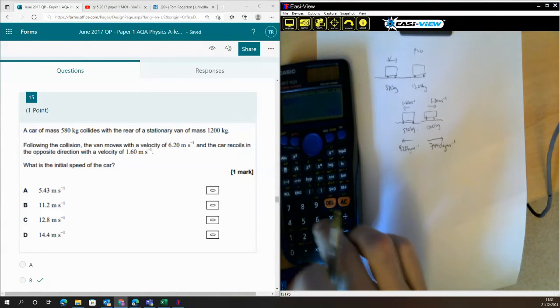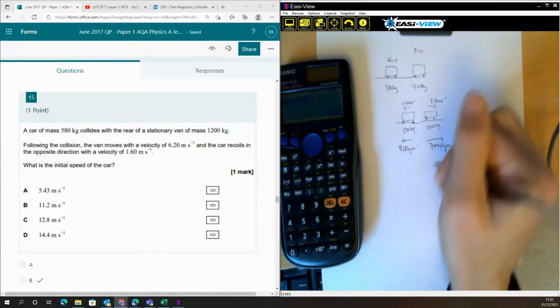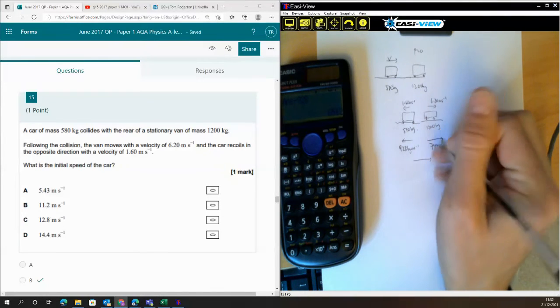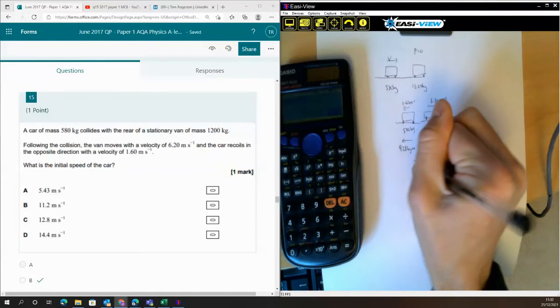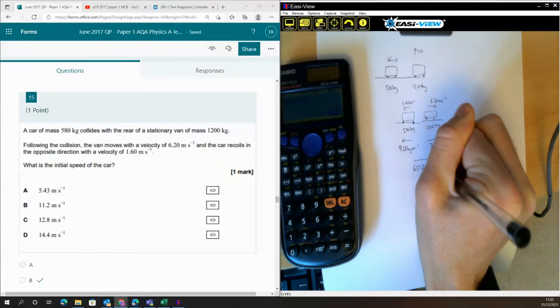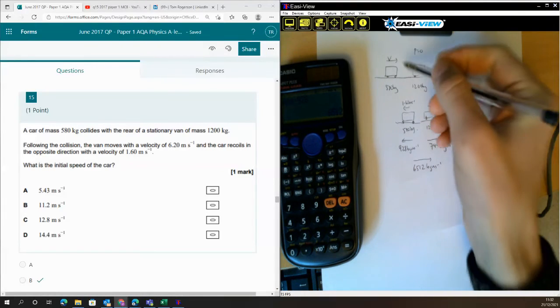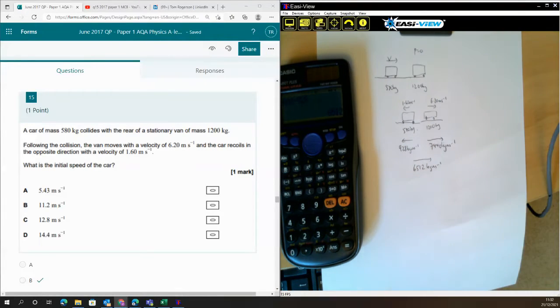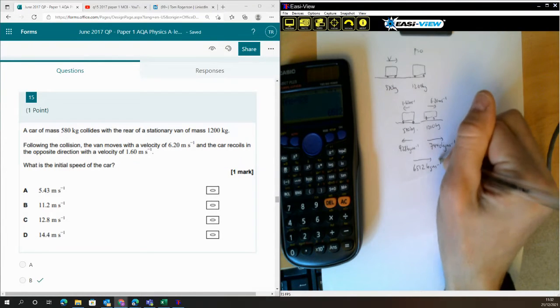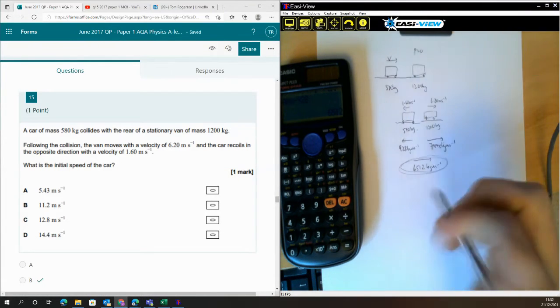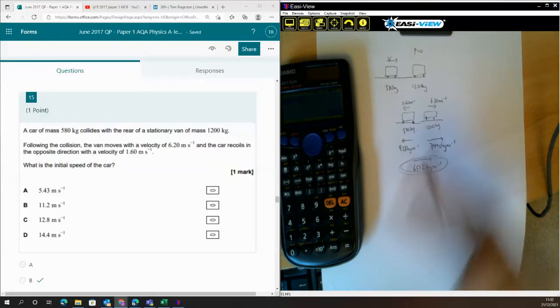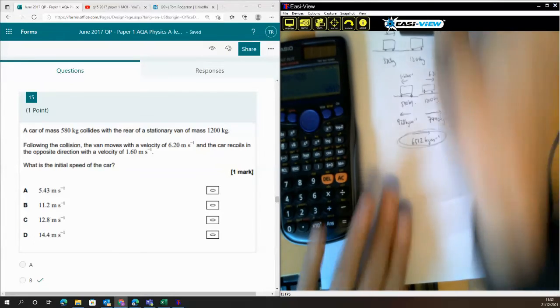Subtract one from the other, and I get that the total momentum to the right is 6,512 kilogram meters per second. Now go back to the initial situation. This final momentum must be equal to the initial momentum. Conservation of momentum. Momentum is conserved within the universe.